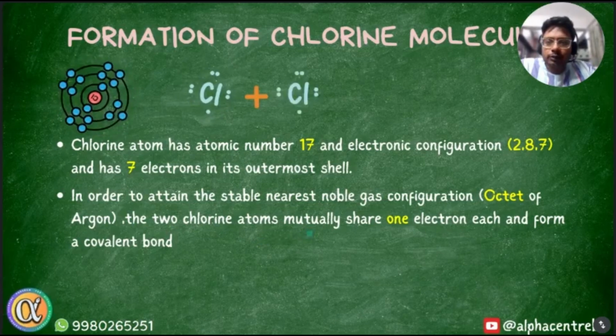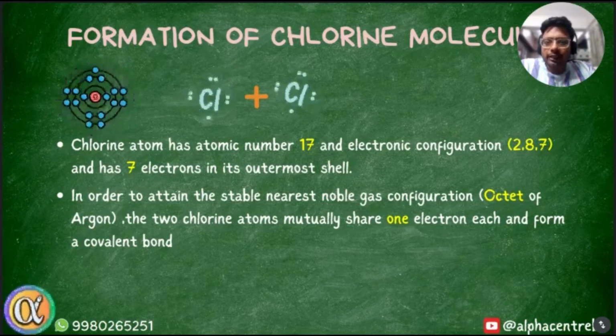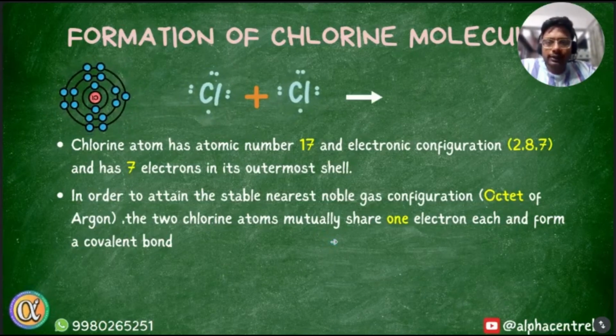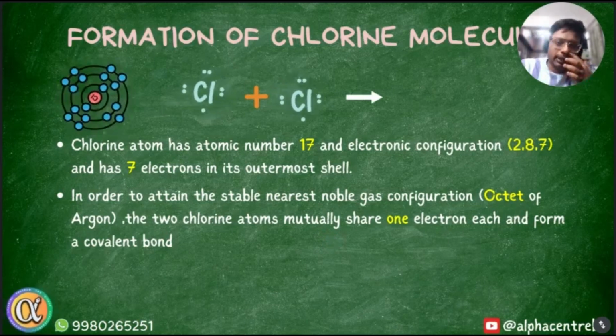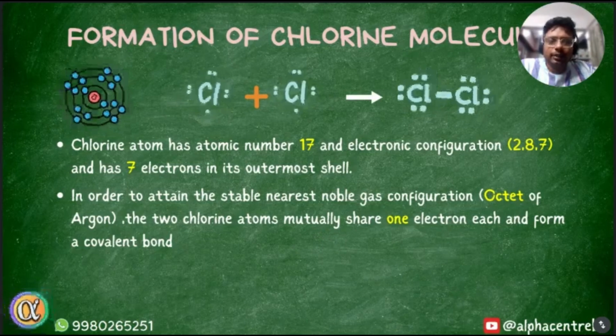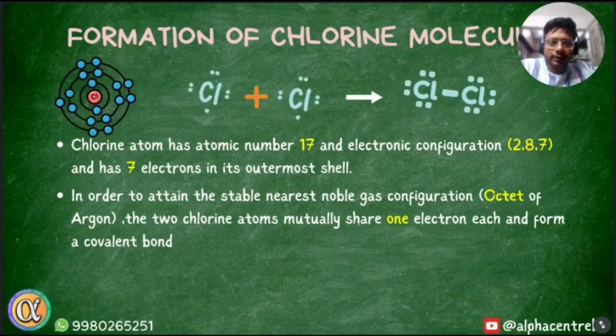So we get two chlorine atoms. Both have 7 electrons and they are looking to collide with each other and form a bond. So these two chlorine atoms combine and they form a chlorine molecule. Now they have combined by sharing that single electron.